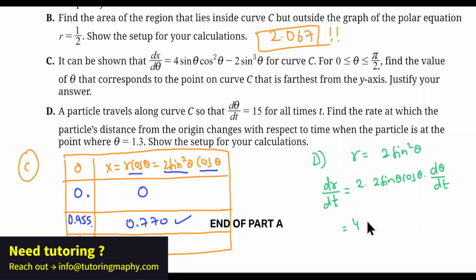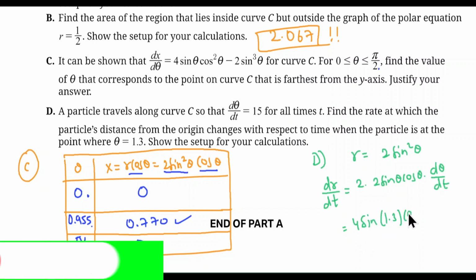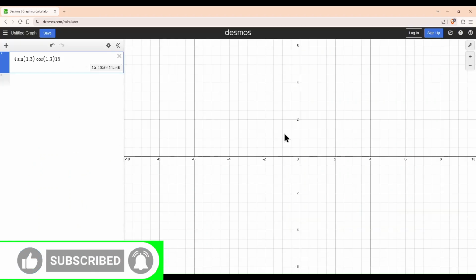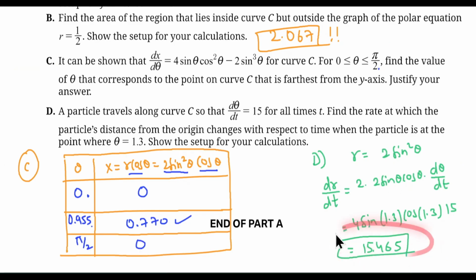I just put that in Desmos, where theta is 1.3. This theta is also 1.3, and d theta over dt is 15 always. If I type that in Desmos, I'm going to get 15.465. So this should be our final answer for the last part.